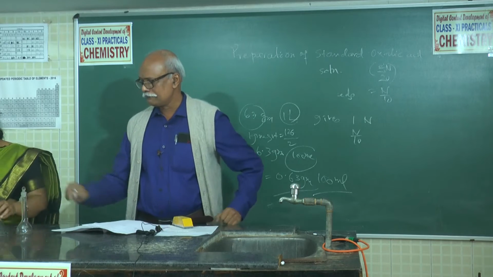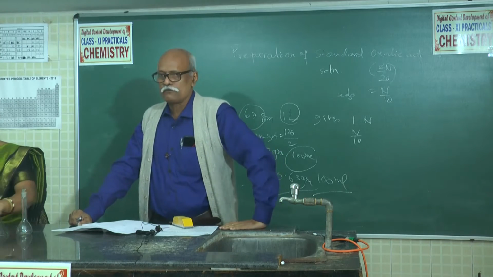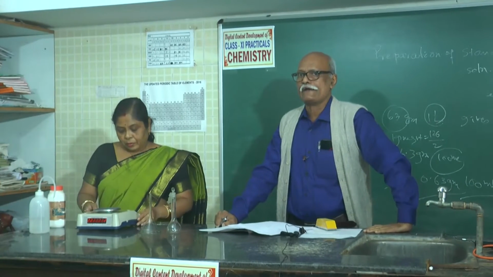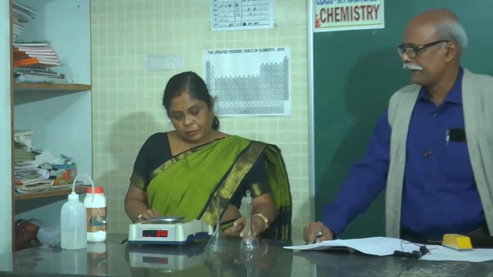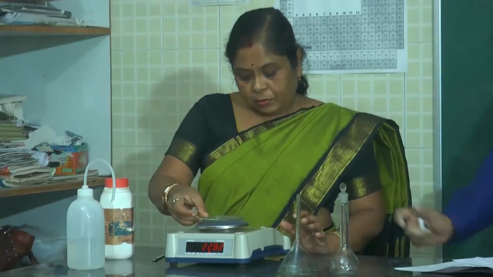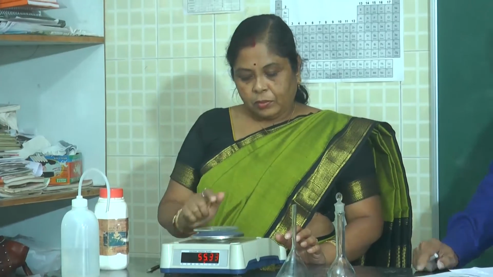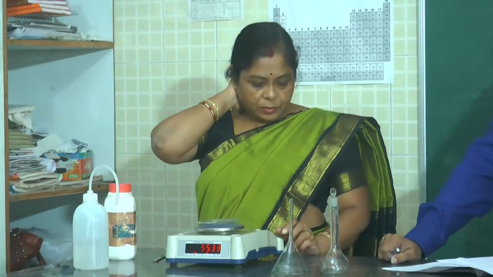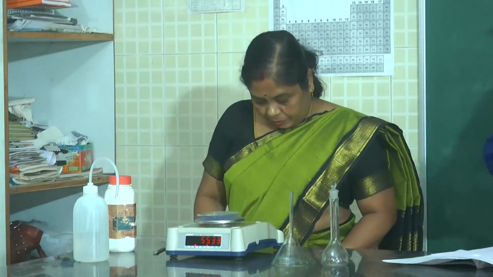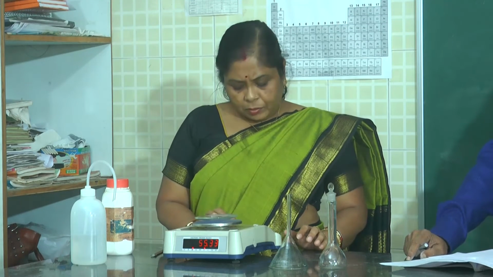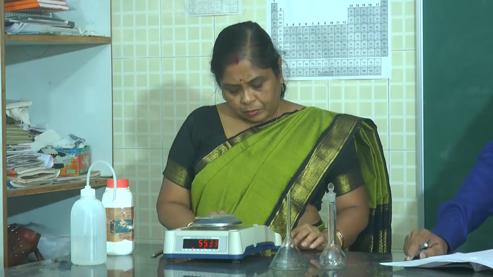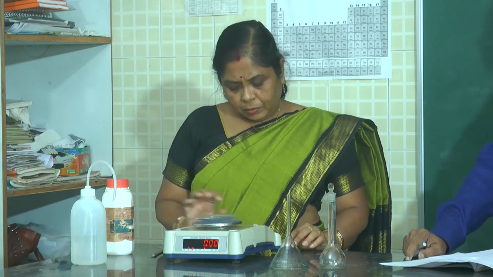So this is your electronic balance, that will be easier. To take the weight of this solid crystalline substance, you have to take it in a watch glass, or even on a paper, meaning blotting paper or tissue paper or your filter paper. It will be better to take the weight on a filter paper.